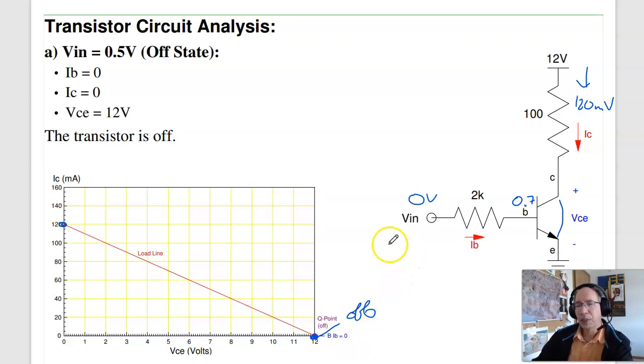Now suppose I took Vin and made this a sine wave, centered at 0. What's going to happen is the voltage right here goes up and down. When it's above 0.7, I get some current flow. And as I get current flow in the base, IC goes up. And I start moving up this way, up the load line. So what you get is the voltage drops below 12 when I enter the active region.